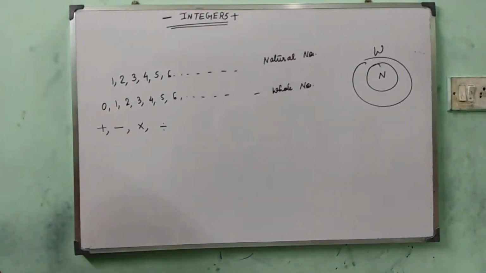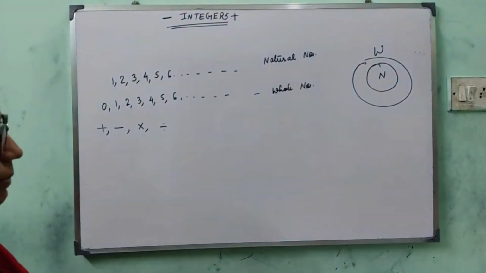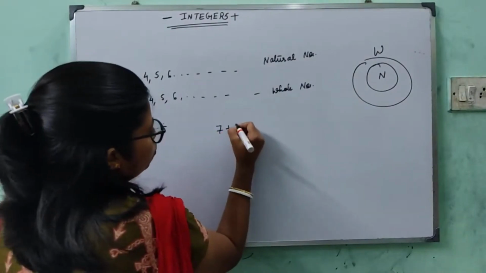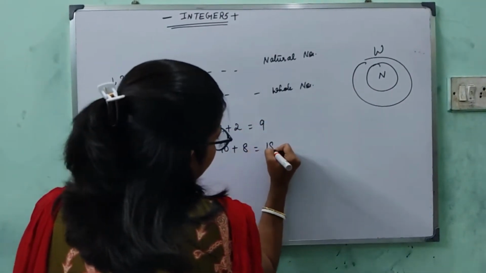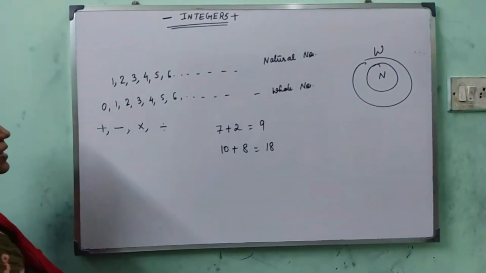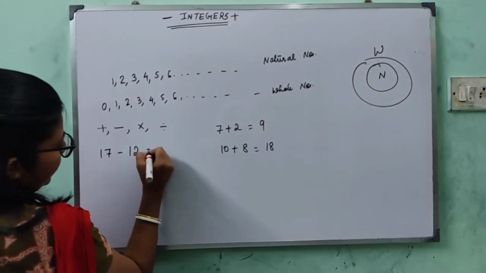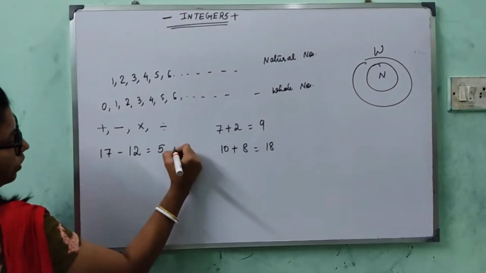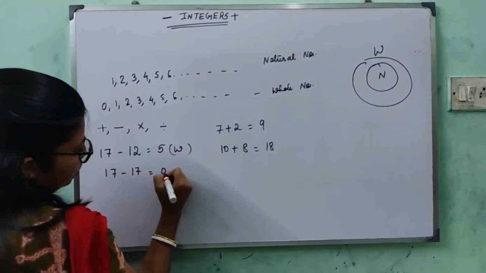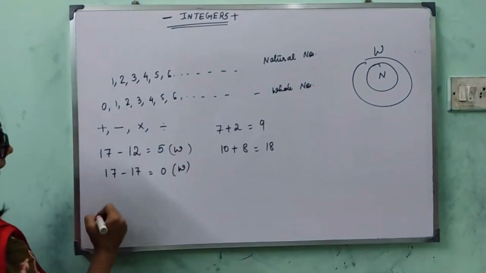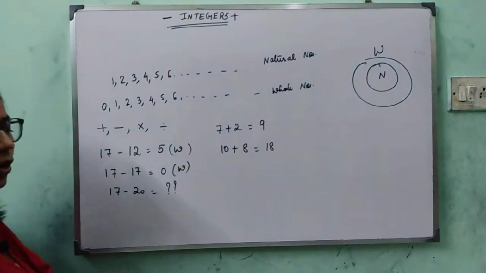Alright, now when we talk about addition, when we add two whole numbers, we get a whole number. Say 7 plus 2, 9, 10 plus 8, 18 and so on. When we talk about subtraction, when I say 17 minus 12, I get 5. It's a whole number. When I say 17 minus 17, I get 0, which is again a whole number. But when I say 17 minus 20, there is a doubt here in this case.